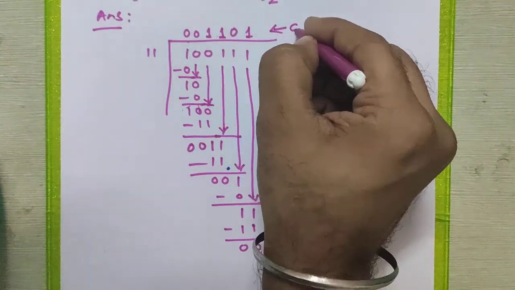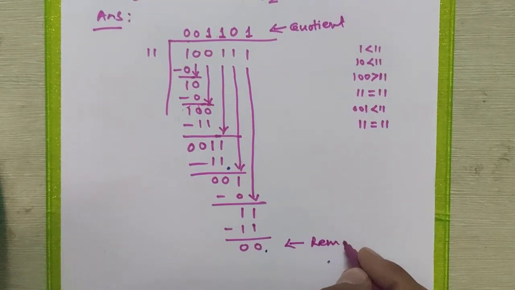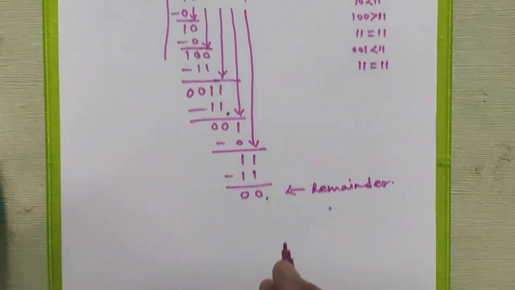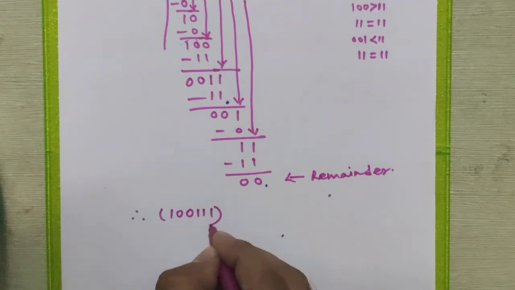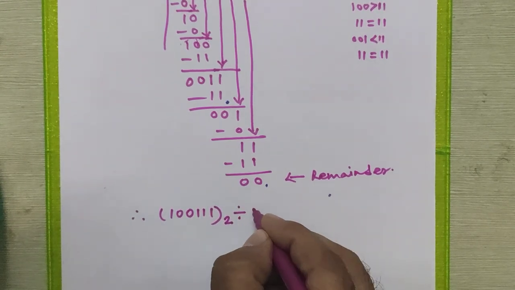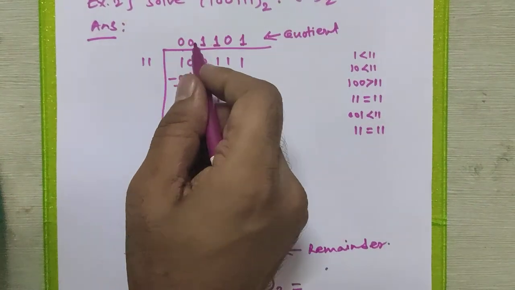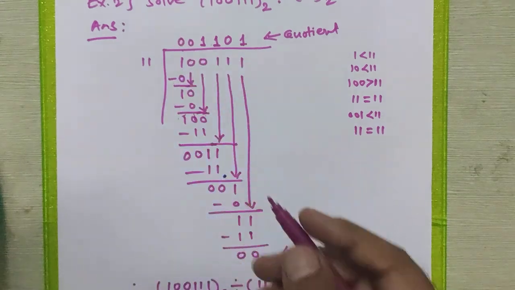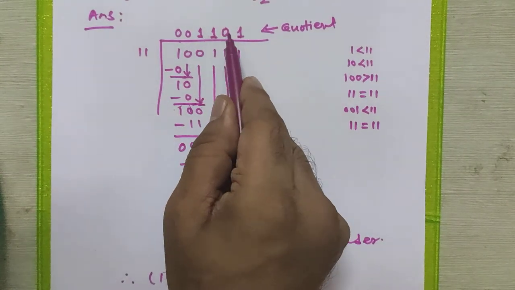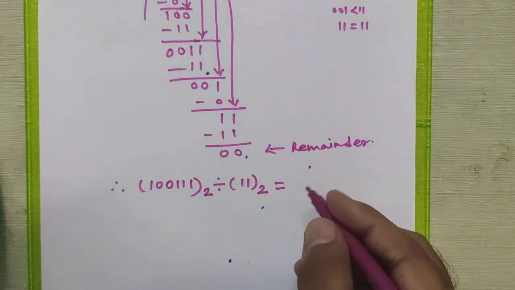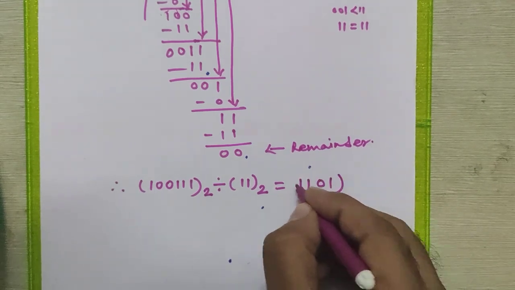And this is the quotient, this is the remainder of this problem. Therefore, we can say that 100111 in binary divided by 11 in binary is equal to, you can discard these two zeros, because if you put 0 in front of any number, there is no change to the given number. So therefore, your answer is 1101 in binary.